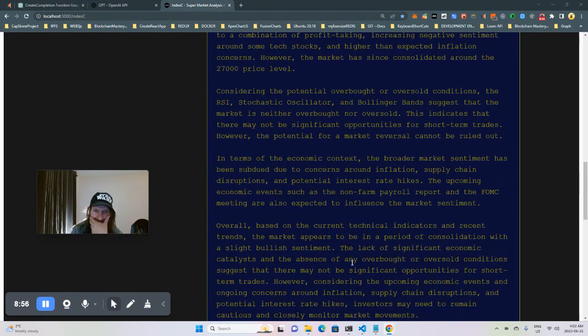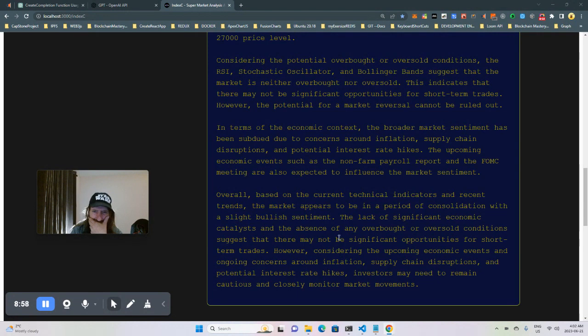In terms of the economic context, the broader market sentiment has been subdued due to concerns around inflation, supply chain disruptions, and potential interest rate hikes. The upcoming economic events such as the non-farm payroll report and the FOMC meeting are also expected to influence the market sentiment. Overall, based on the current technical indicators and recent trends, the market appears to be in a period of consolidation with a slight bullish sentiment.